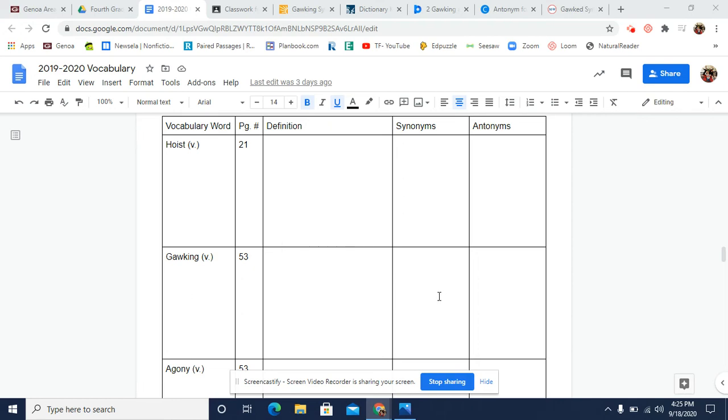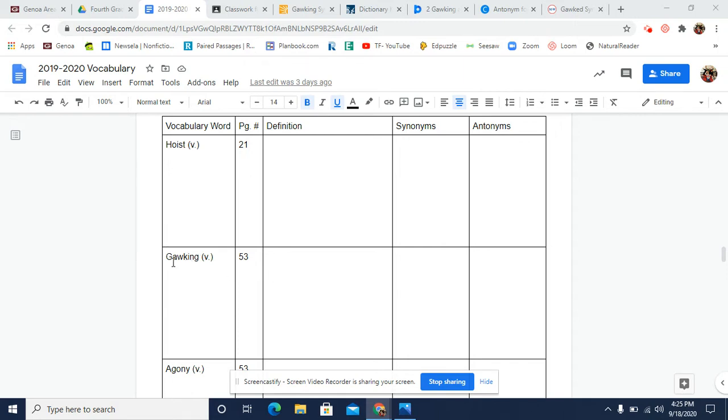Hello, boys and girls. I am going to go through one more of the definitions for you because I know some of you are having a difficult time with a couple of them with the antonyms. So I just thought I'd go through one more to help you out.